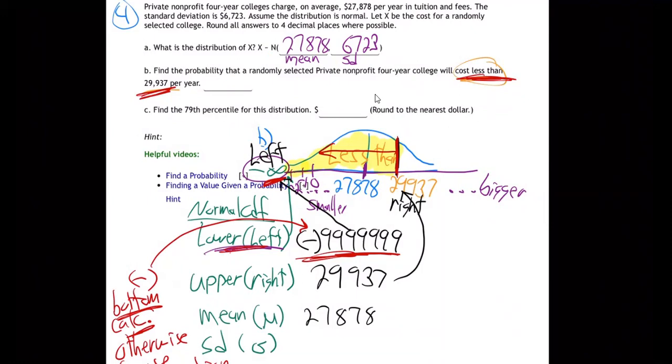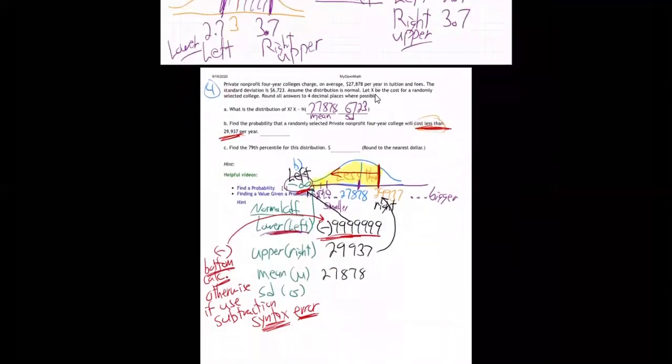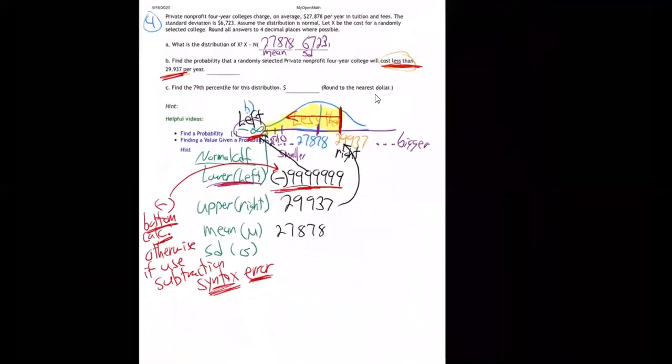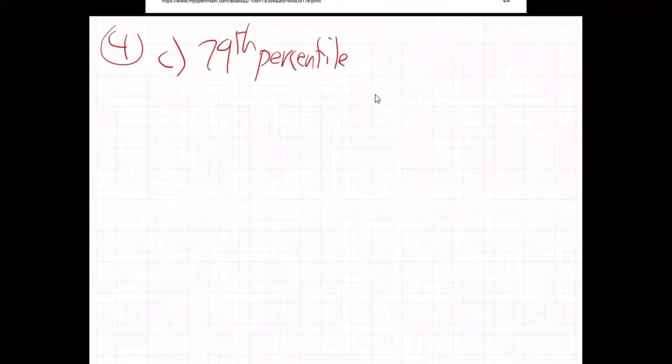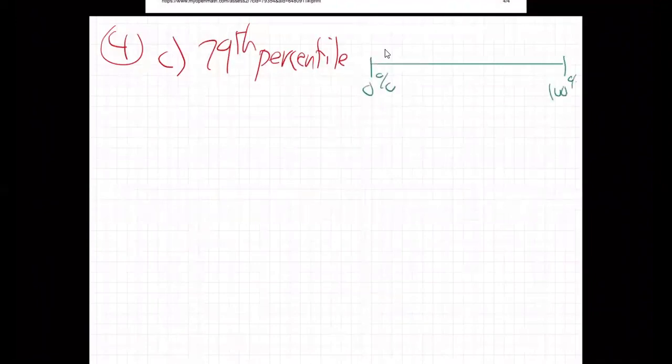If we're all good with part B, C is going to be exactly what we did a few minutes ago. On part C, they're saying find the 79th percentile. So it's just what we did a minute ago. You know how to do this, right? Because percentage is just like a number line. You don't have to draw the number line, but I'm just reminding you. It just goes from 0 to 100. 79 would be about right there, right? It just means 79% along the way.